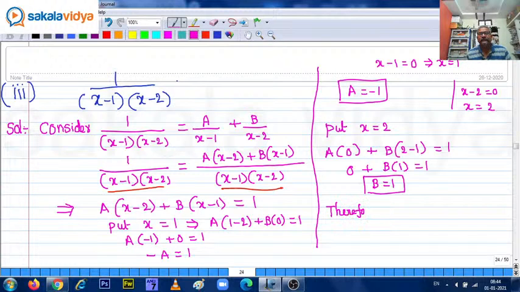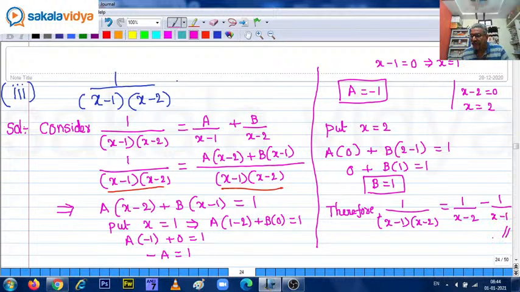Therefore, 1 upon x minus 1 into x minus 2 equals, b is positive 1, so 1 upon x minus 2, a is negative, so minus 1 upon x minus 1. These are the required partial fractions. So all of you just check the third problem. Once again rewrite the problem.